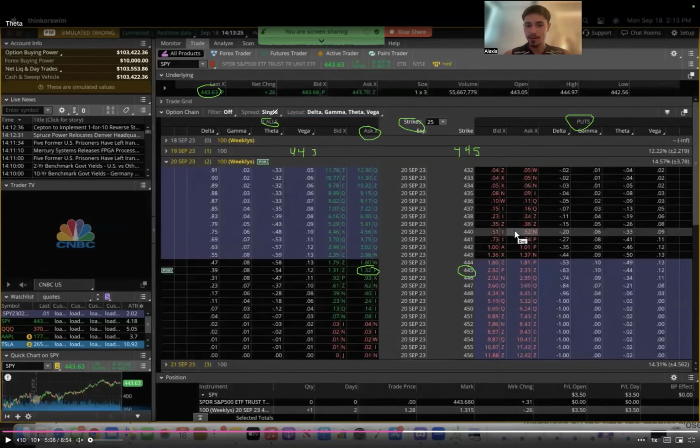Now, what is the theta? Theta, you have to add to your options chain. So theta is right here. I'm going to scroll down, and the theta is negative 0.54. So what does that mean?